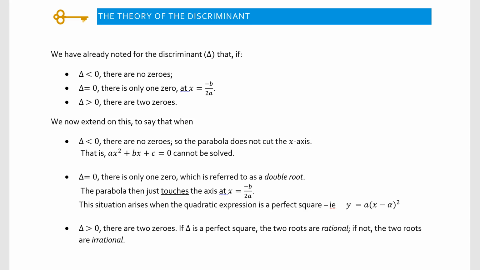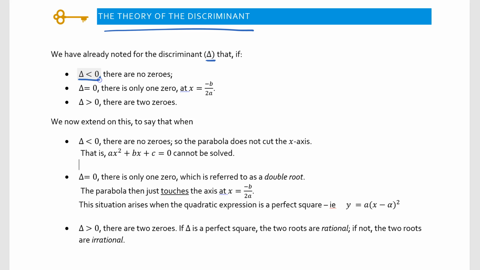Hello mathematicians, we're now going to have a look at the theory of the discriminant. But much of this is just about pulling together ideas that you've already encountered. So if we go really quickly through here, we know what the discriminant is. It's b squared minus 4ac.